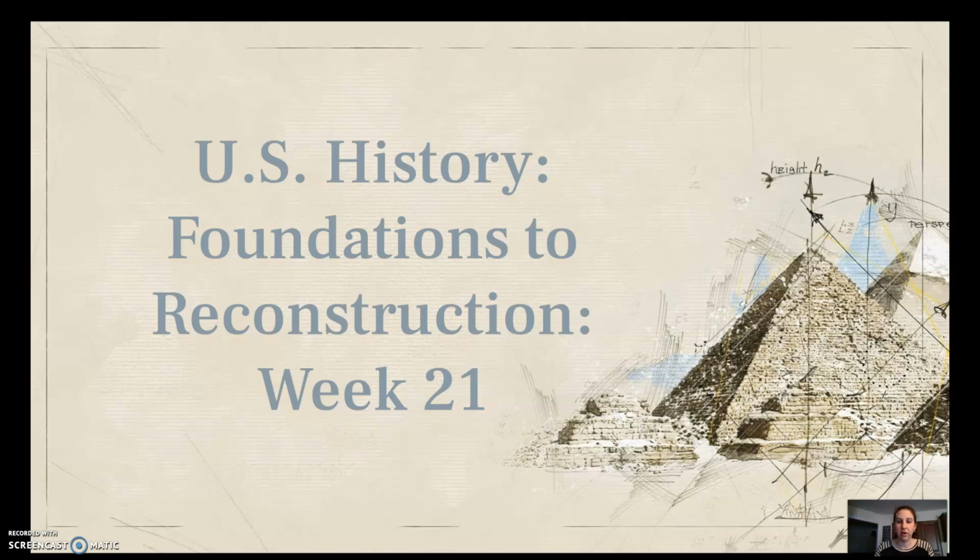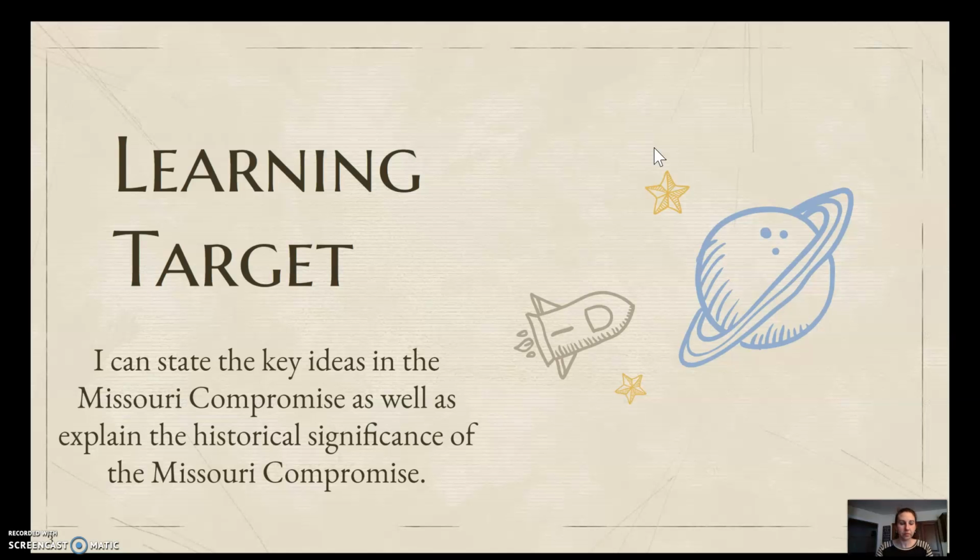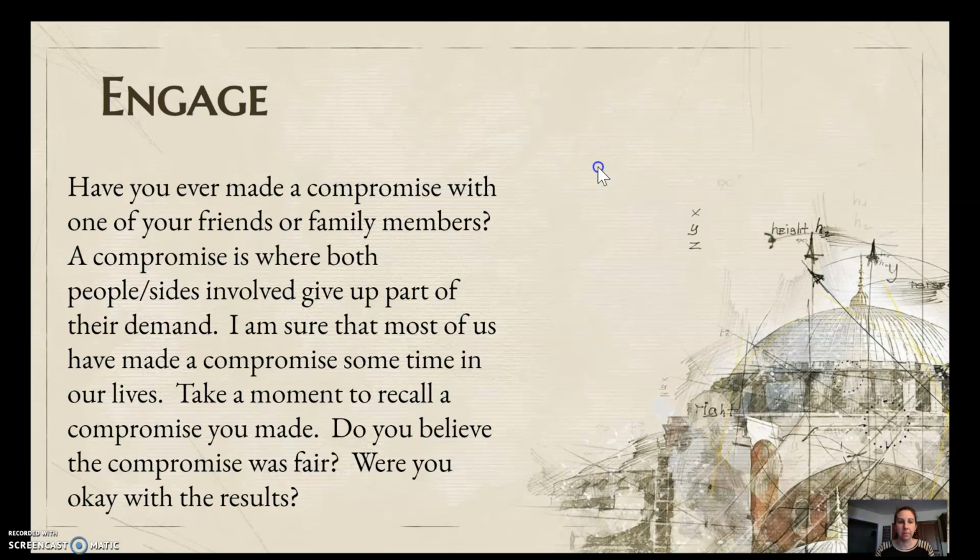History Foundations to Reconstruction. We are on week 21 and this week we are going to be talking about sectionalism and the Jackson administration, as well as completing an essay on the Missouri Compromise. Okay, so the key target is I can state the key ideas in the Missouri Compromise as well as explain the historical significance of the Missouri Compromise.